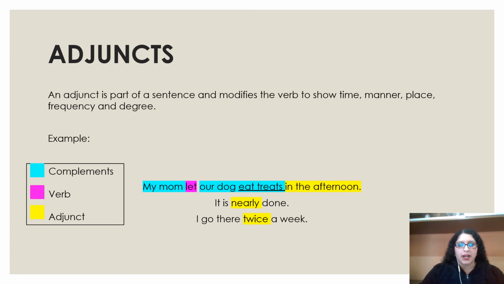The next phrase is, it is nearly done. The adjunct is nearly because it describes the degree to which the action has been done. So in the last sentence, I go there twice a week, where twice a week describes the frequency with which the action is done.